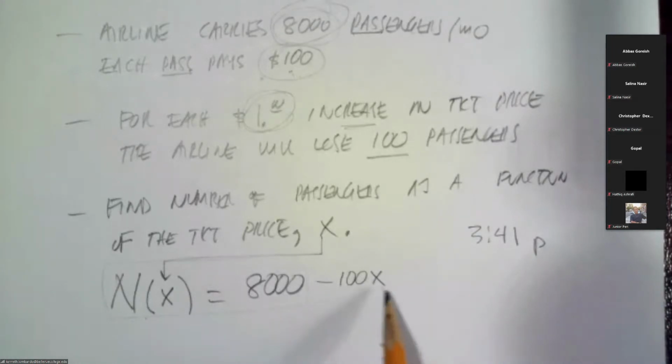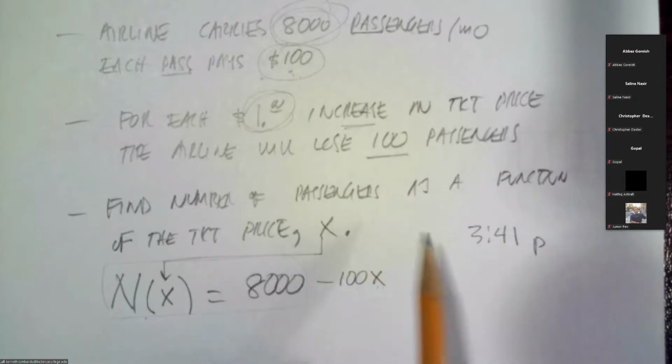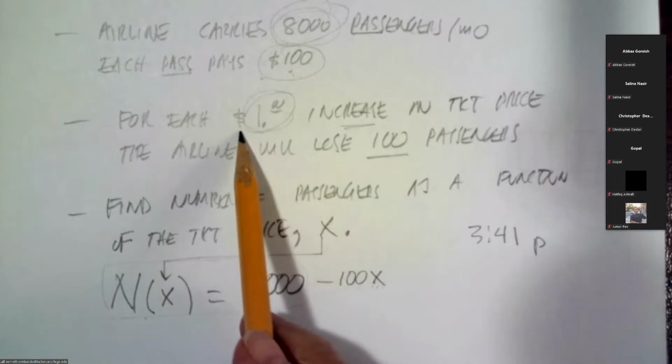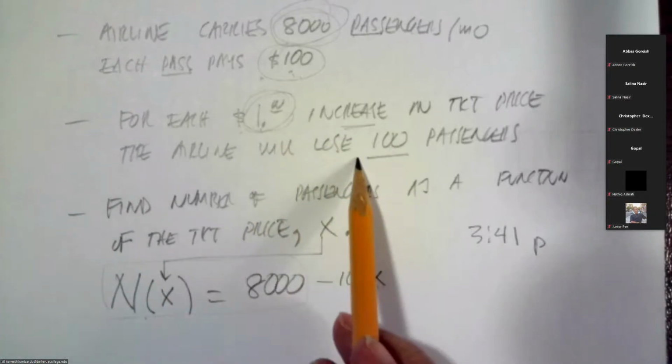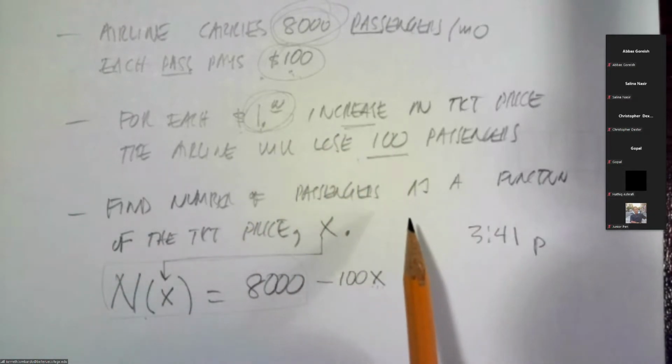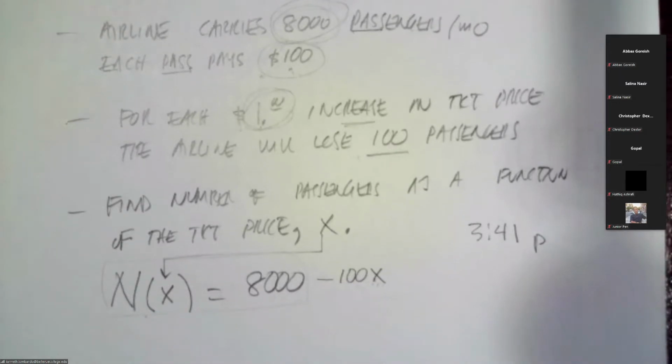Okay, so if this were true, it looks like we'd be losing a couple thousand dollars if we set it up like this. And no matter what x is here, if x is 100, that's the ticket price. It says for each dollar increase in the ticket price, we're going to lose 100. So do we think this is going to work, or do we need another solution here? And if so, what kind of solution would you propose?